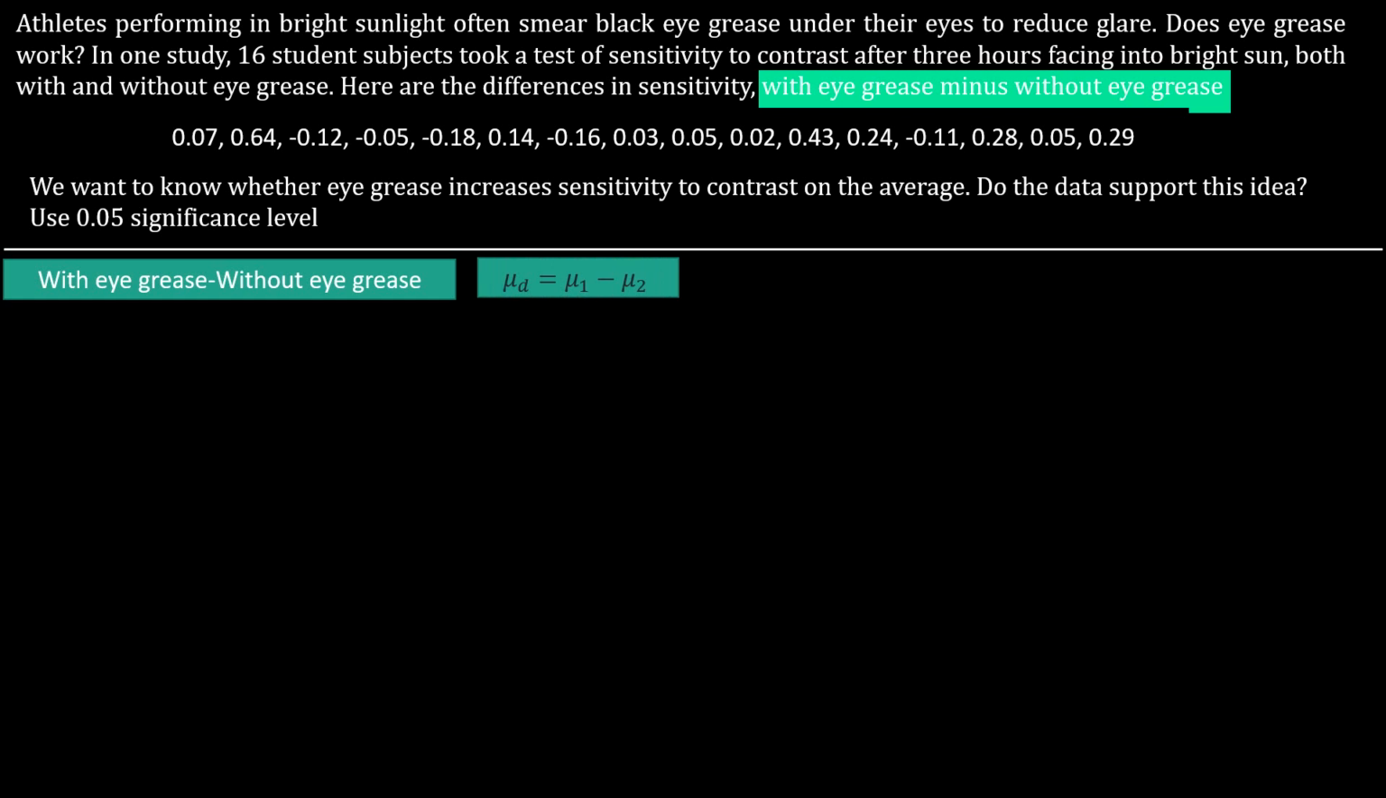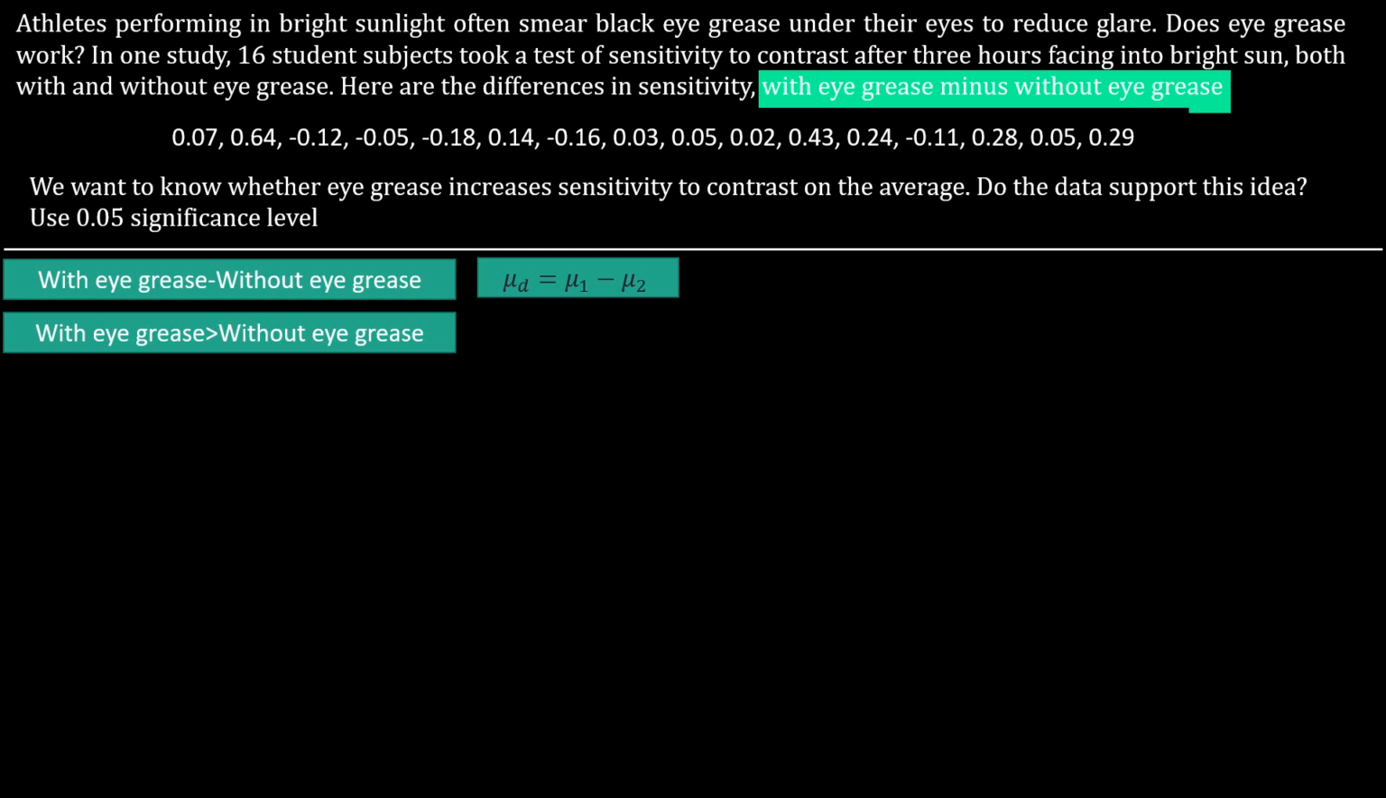Mu1 is the population average of with eye grease. Mu2 is the population average without eye grease. Therefore, mu d equals mu1 minus mu2. Eye grease increases sensitivity. Always the with eye grease numbers should be greater than without eye grease. Therefore, what will happen to the with eye grease minus without eye grease?